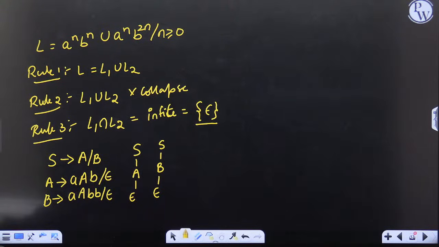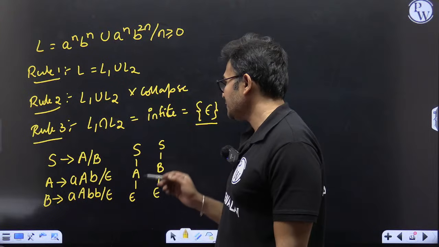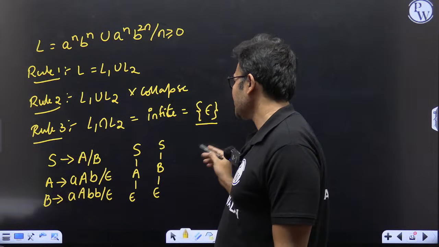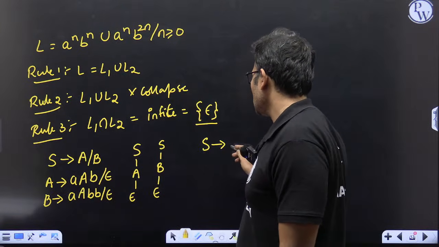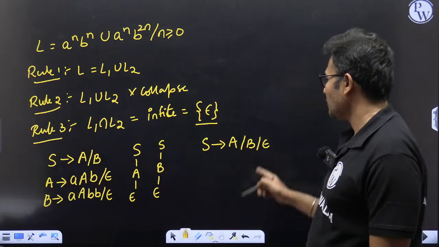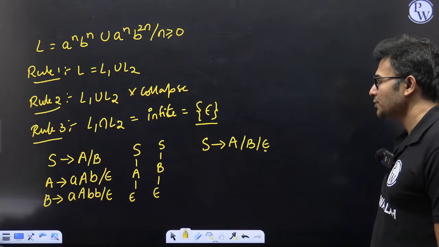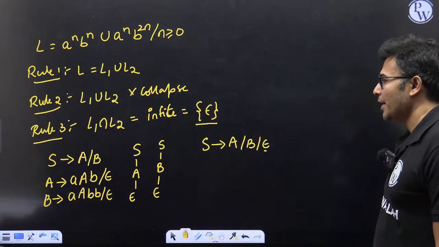Got it? So the intersection is epsilon and you are generating epsilon in two ways. What you can do is take the intersection and put it at S, which means you can write it like this: S derives A or B or epsilon. Now the intersection I have added to S because it is finite. I am able to add it.